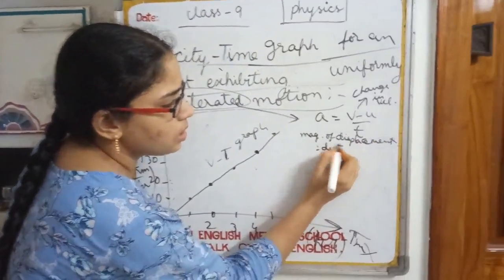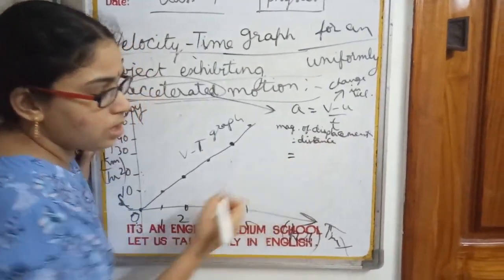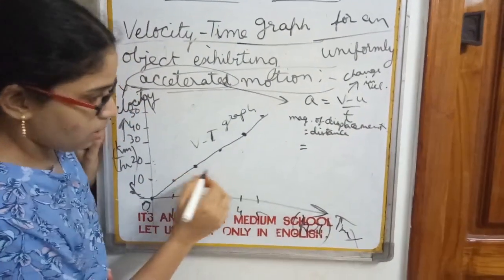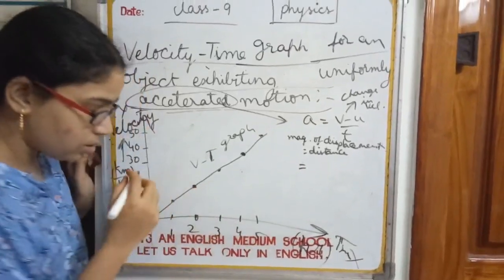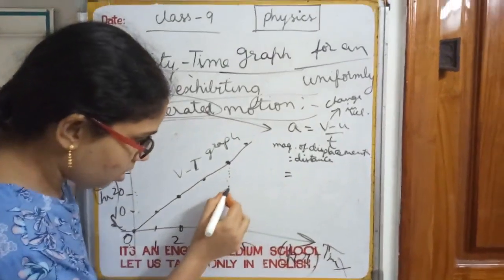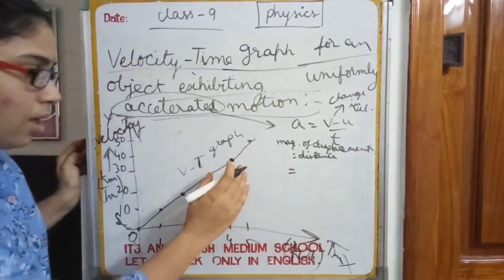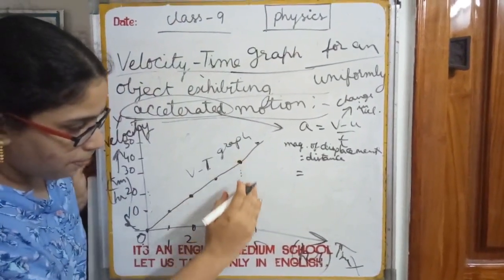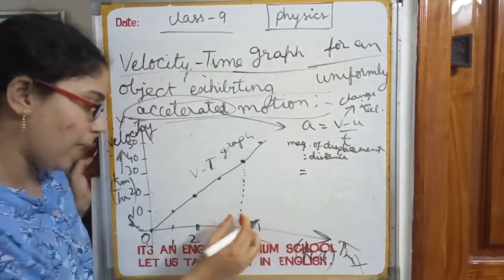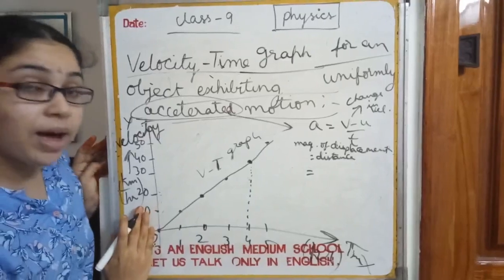It is nothing but distance, and that is equal to... see children, how can we find out the area? See, draw a perpendicular or draw a line which is parallel to the y-axis.